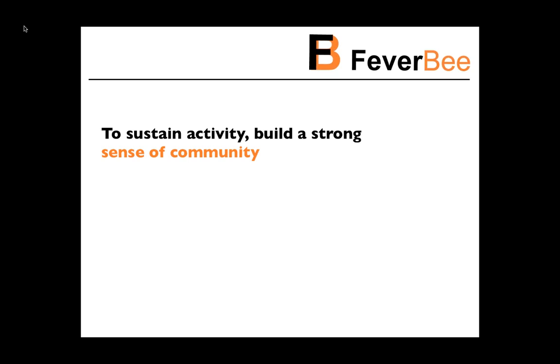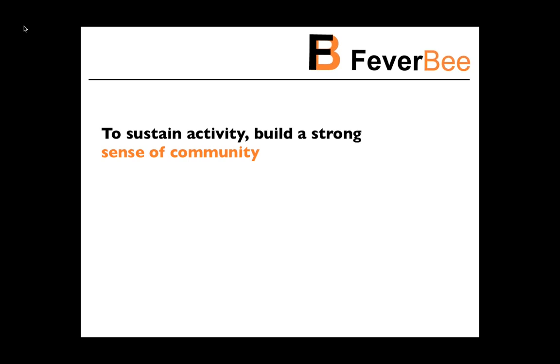And finally, to sustain activity in a community, you have to build a strong sense of community. One of the things we realized very early on about developing online communities is that the same elements are present in every successful online community. It took us a while to realize what exactly those elements were. But once we identified and isolated them, we could use them as a blueprint to build any number of successful communities.